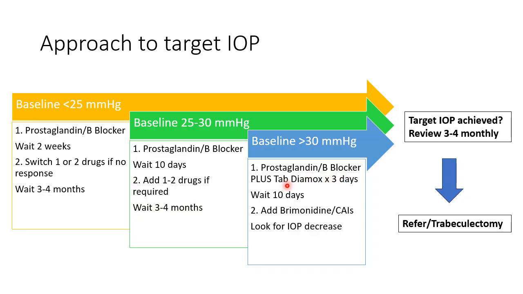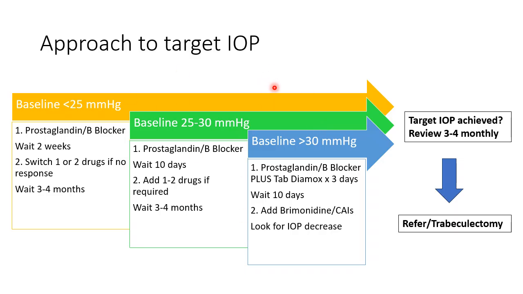You give that, plus any IOP above 30 mmHg has to be immediately brought down. So you use Diamox for 3 days. We've talked about Diamox and mannitol, so I've not discussed the two in this particular lecture. They are used for acute and rapid lowering of IOP, right? So you have to add Diamox for a few days. You wait 10 days, add brimonidine. Obviously a single drug is not going to work for IOP greater than 30 mmHg. So you add brimonidine or carbonic anhydrase inhibitors or both, and then you look for IOP decrease. So this is how you approach it, right?